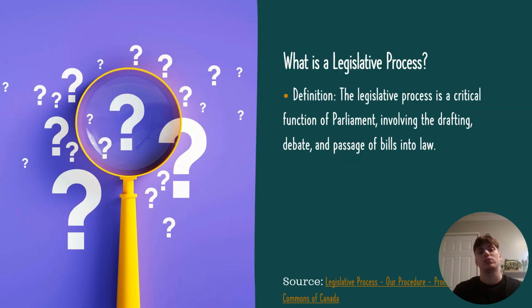What is a legislative process, you might ask? Well, the definition of a legislative process from the House of Commons website is a critical function of Parliament involving the drafting, debate, and passage of bills into law. Canada operates under a system known as a constitutional monarchy and a parliamentary democracy. That means they have a monarch represented in Canada by the Governor General, but real political power lies with elected representatives.